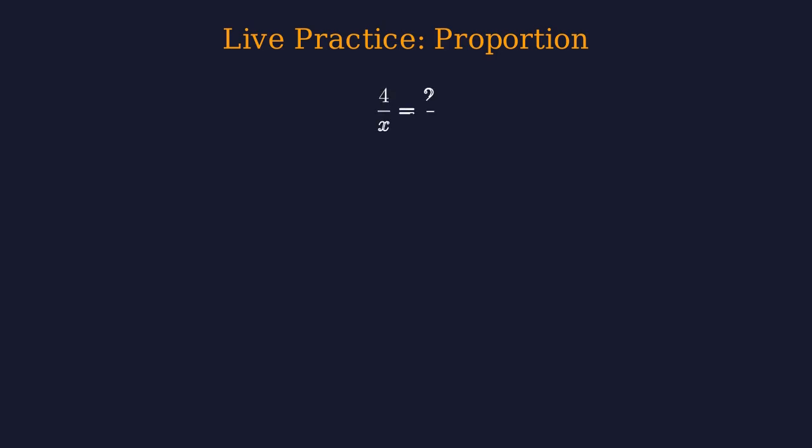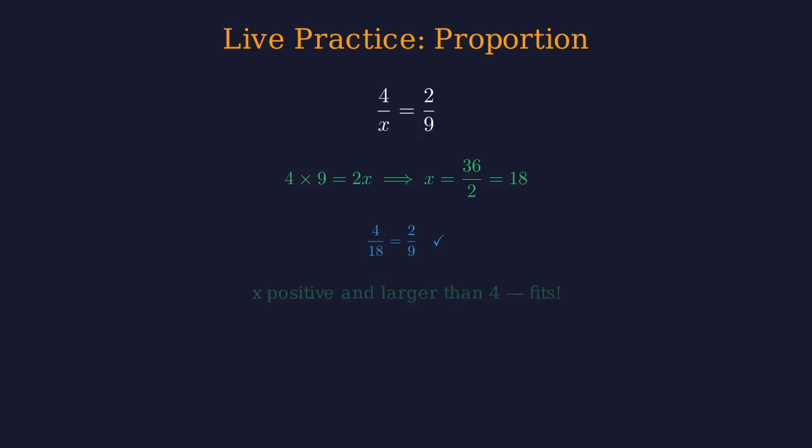Live practice walk through, question 2. Proportion rescue. Example. Find x if 4 over x equals 2 over 9. You solve by cross-multiplying. 4 times 9 equals 2 times x. So x equals 36 divided by 2 equals 18. Substitute, 4 over 18 simplifies to 2 over 9.